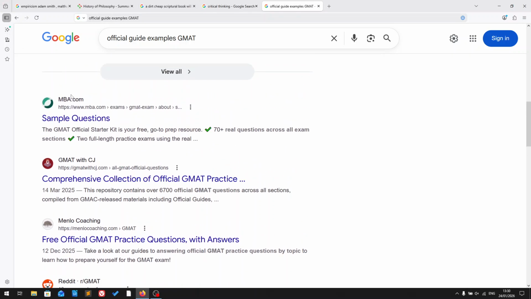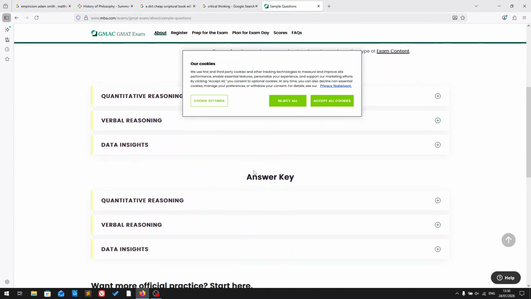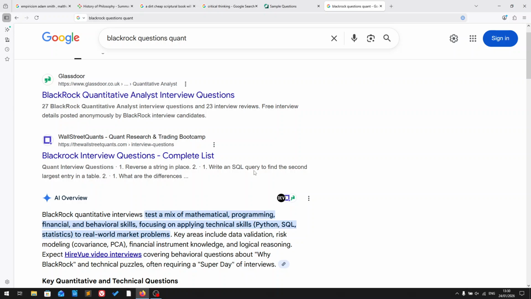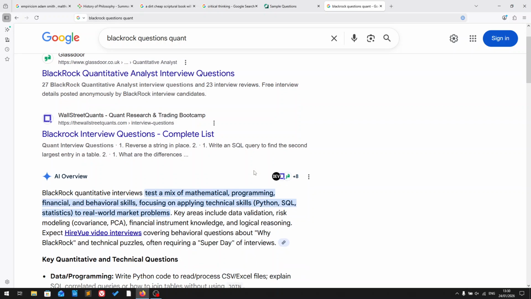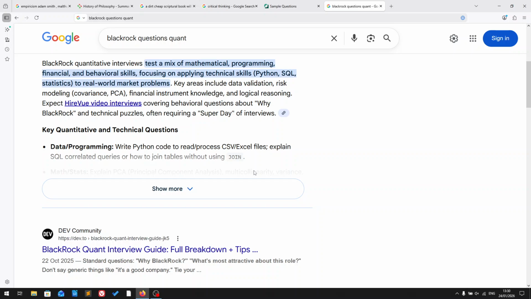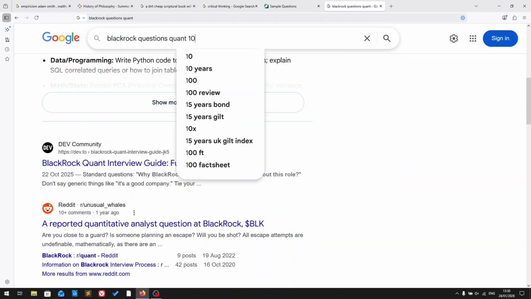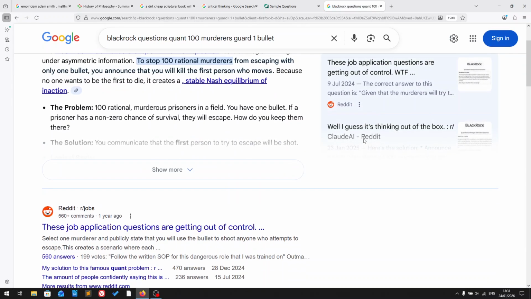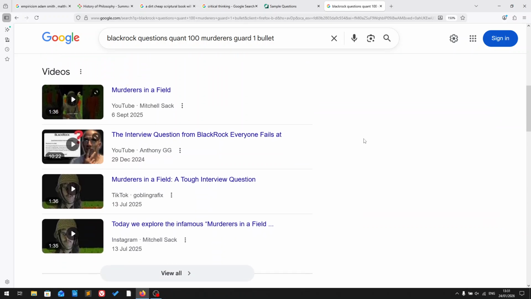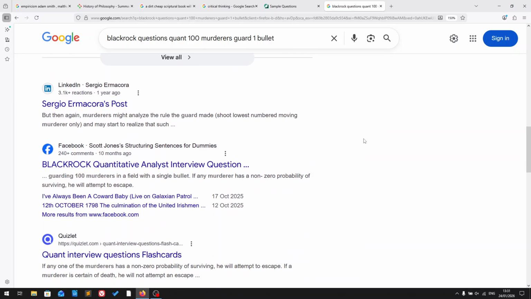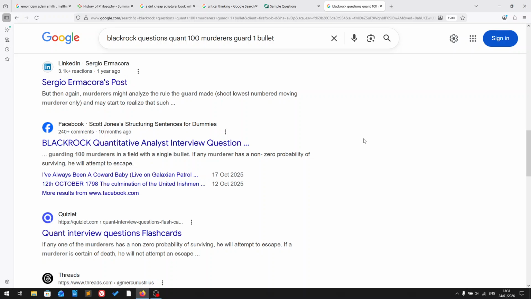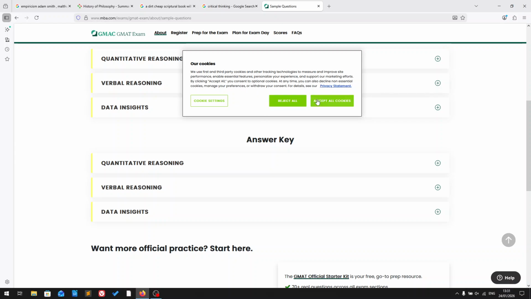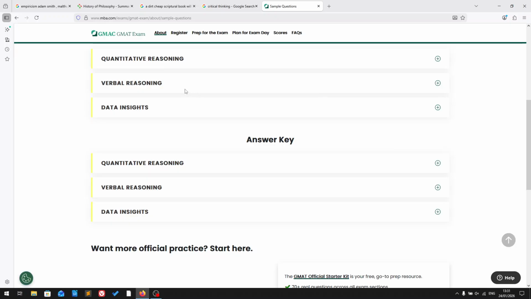And I would recommend you go through some questions. I came across BlackRock quantitative analyst questions. One was: 100 murderers guard one bullet. That's a question I came across recently. How would you solve that problem? Anyway, you can go through these questions, verbal reasoning, and figure out for yourself.